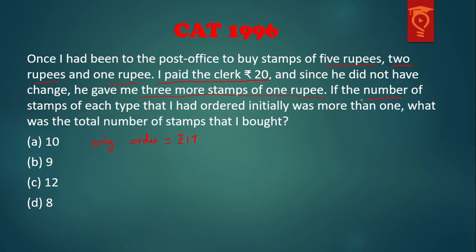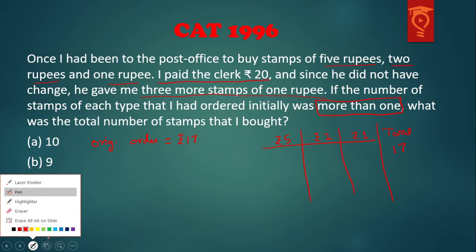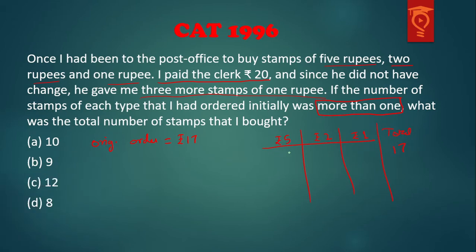Then this is something that a lot of people ignore. More than 1. People start taking it equal to 1 or more than 1. It has to be more than 1. That means it is minimum 2. So let me see that if I buy 5 rupees stamp, 2 rupees stamp, 1 rupee stamp, so that the total has to become 17 rupees every time. Okay, so what numbers can I assume? So if I take 2 and 2, so that makes 10 rupees and 14 rupees. So I have to buy these 3.